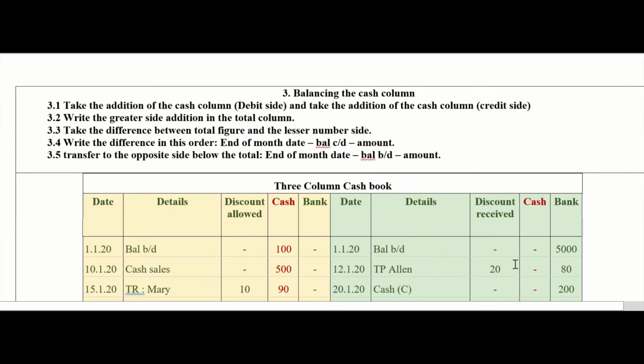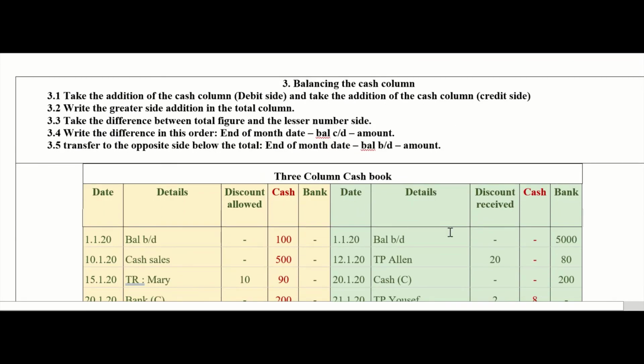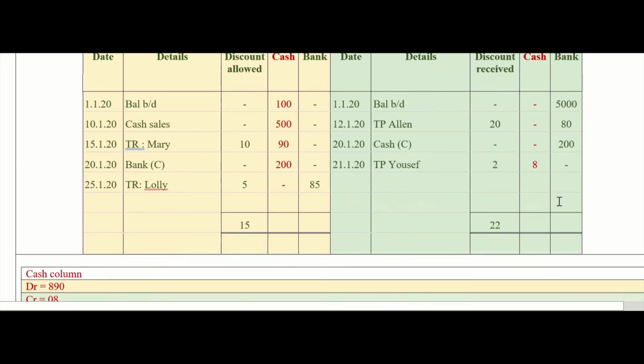Next step, balancing the cash column. Take the additions of the cash column debit side and take the additions of the cash column credit side. Write the greater side addition in the total column. Take the difference between the total figure and the lesser number side. Write the difference in this order: end of month date, balance carried down, amount. Transfer to the opposite side below the total: end of month date, balance brought down, amount. Now let's follow these rules.